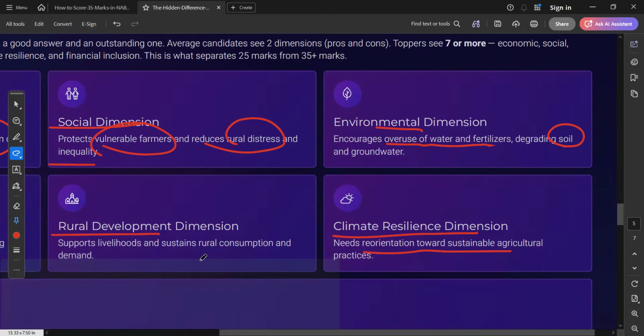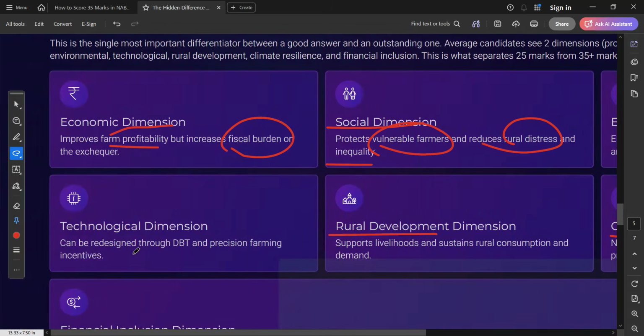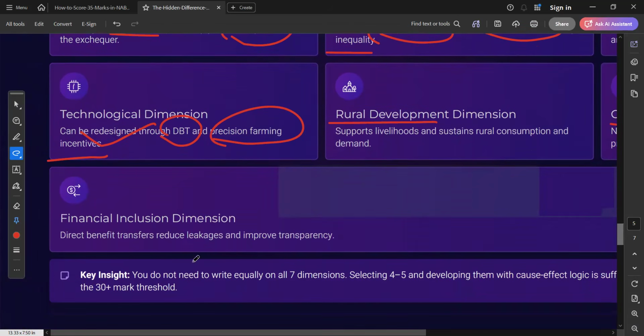Rural development dimension, and similarly, you can write about the technological dimension also. How these things can be redesigned through direct benefit transfer and precision farming incentives. Also, you can use the financial inclusion dimension. So many dimensions you can use. Try to use at least 5 to 7 dimensions in your analysis part. That will help you a lot. And try to keep every dimension point within 2 to 3 lines, 3 lines at max. Otherwise, you may end up wasting words. So yeah, you have to keep that in mind.